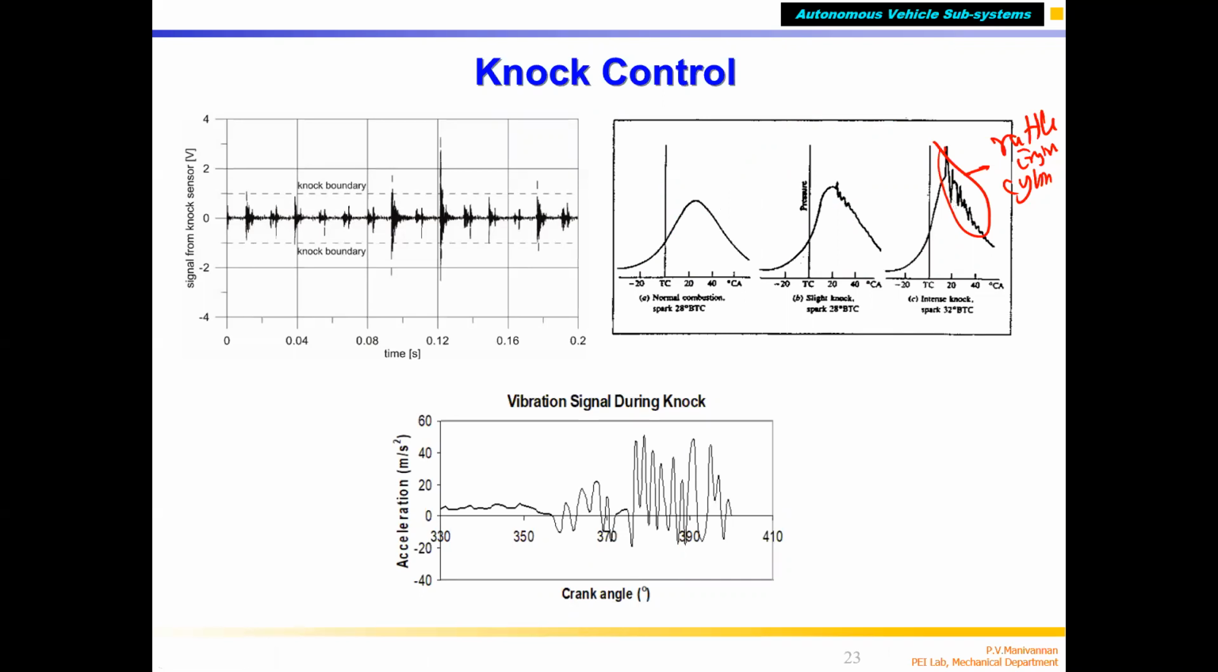Any vibration is nothing but a pressure wave, a sound wave. When something is moving in the air, it creates sound. So it can be sensed with different types of sensors. That's what is shown here. By measuring the in-cylinder pressure, you can see that there's knocking. This is light knocking. This is heavy knocking. Here there's no knocking.